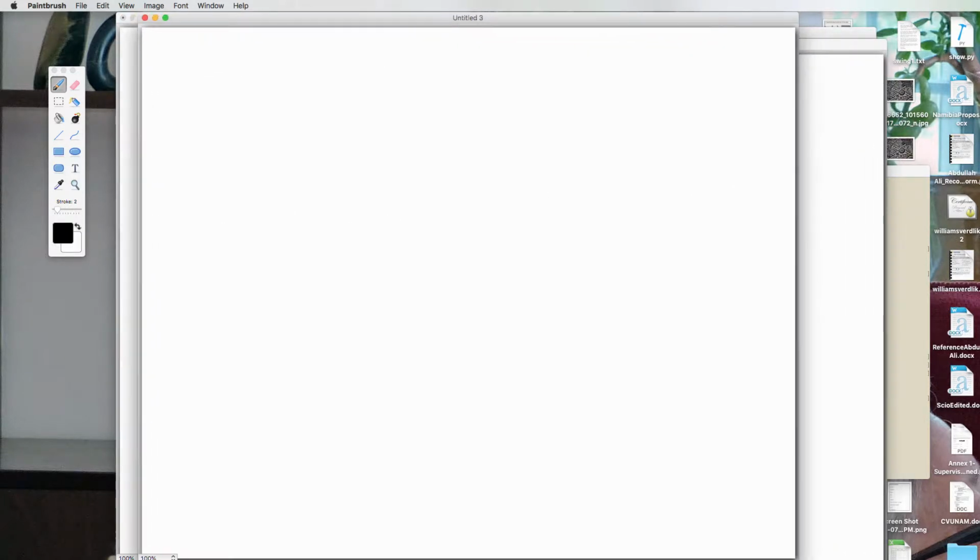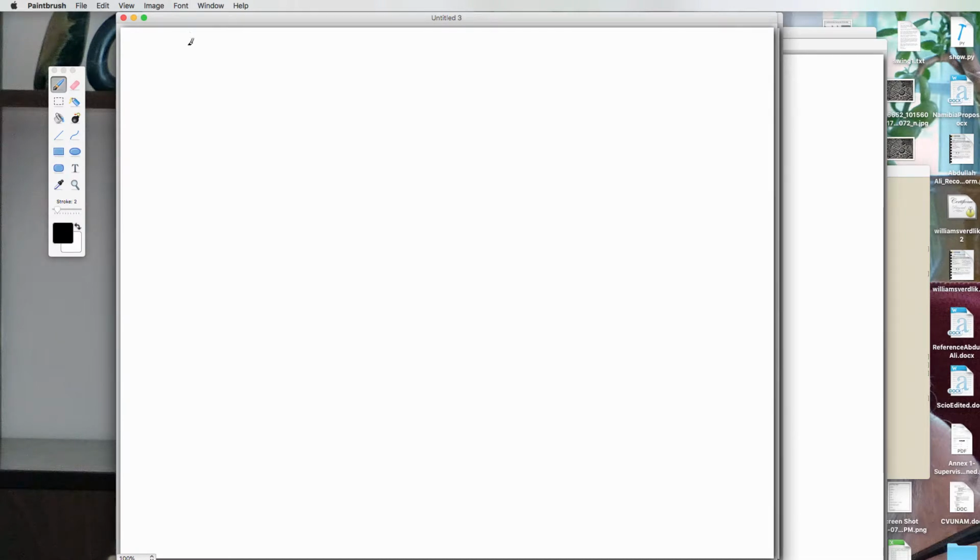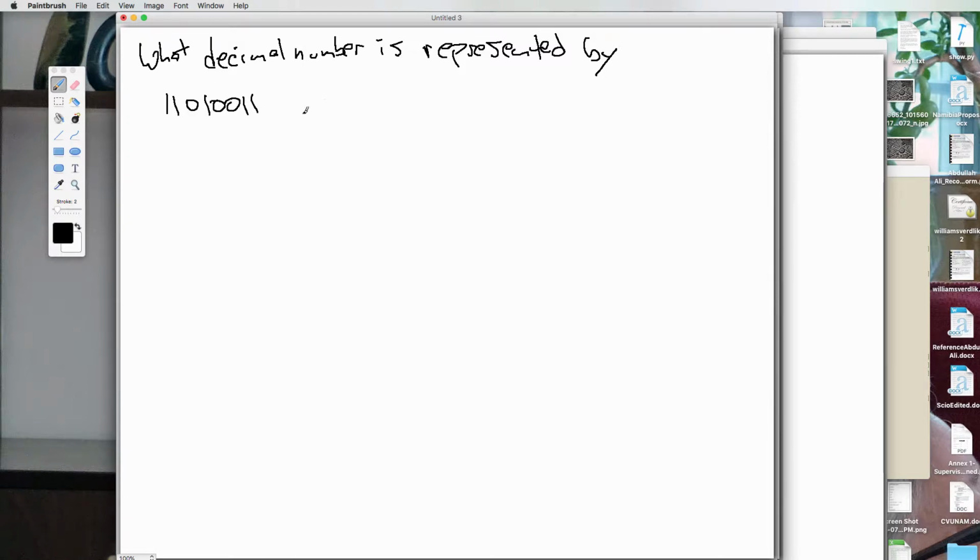Okay, let's take that a step further. Suppose I were to ask the following: what decimal number is represented by 11010011, assuming this is an 8-bit signed int.